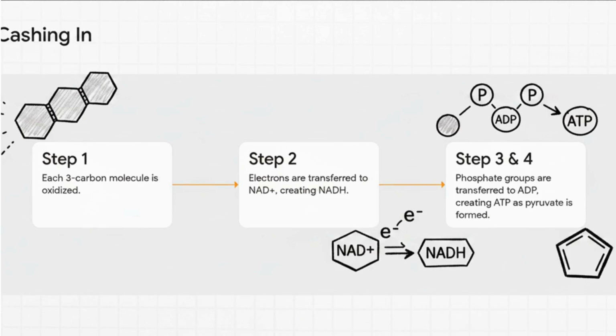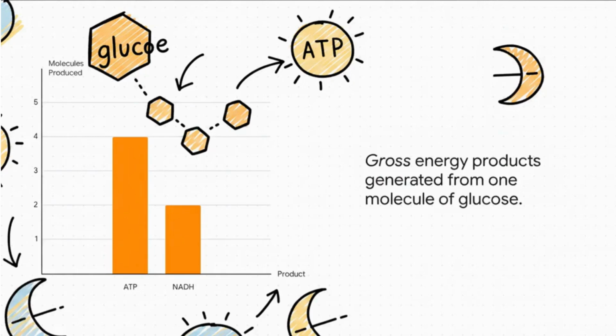Then, in the final steps of the process, some high-energy phosphate groups get handed off to ADP, and bam, we get our target, ATP. And remember, this whole thing happens twice, once for each of those 3 carbon molecules we made earlier. So, because that whole payoff phase runs in duplicate, we get a pretty nice return on our investment. When you add it all up, we've generated a total of 4 ATP molecules and 2 NADH molecules.